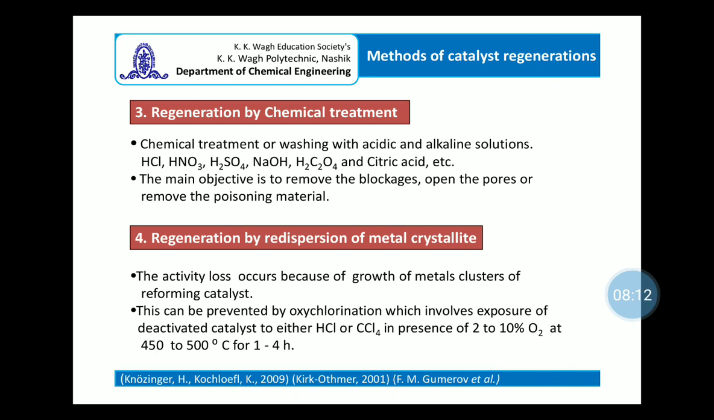The next method is regeneration by redispersion of metal crystallites. Whenever metals are dispersed or supported over a support, that is in the case of a supported catalyst, the activity is lost because the metal components form metal clusters. Generally, this is seen in the case of reforming catalysts. Now, the strategy is to break the metal clusters and to redisperse the metal components over the entire surface.